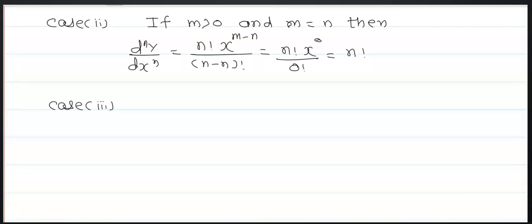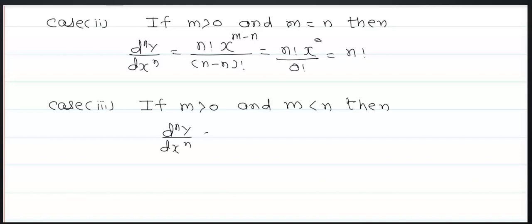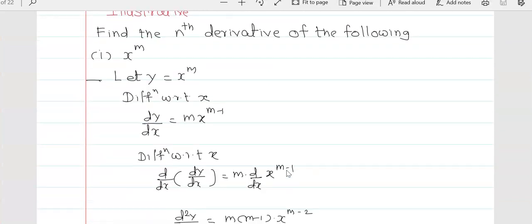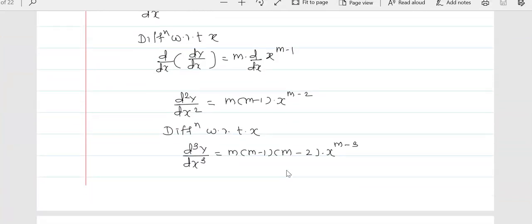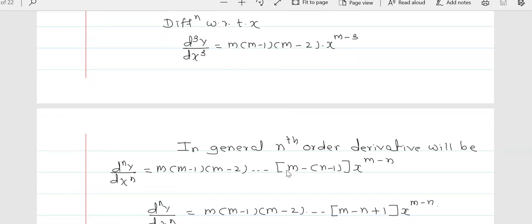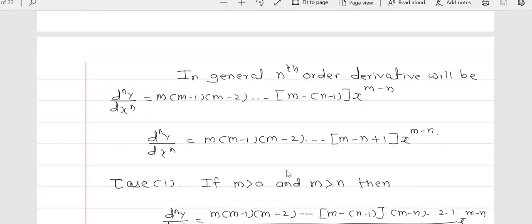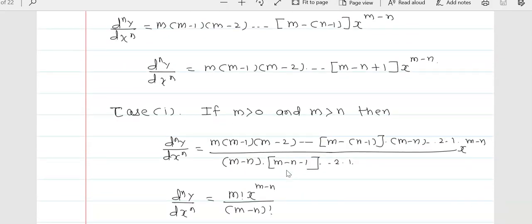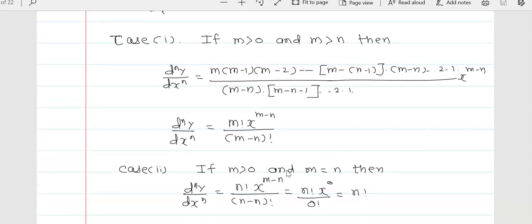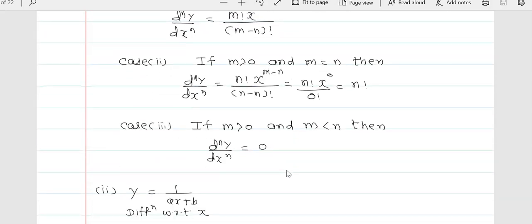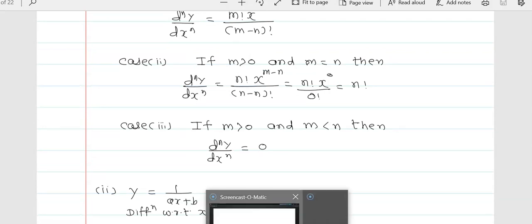And now in the third case, if m is less than n, then d^n y upon dx^n is equal to 0. If the power is less than n, then its derivative will become 0. Now you can see this also here. It's an nth order derivative. Actually, this is a theory bit. It isn't asked in examination, but you must know what the results are.